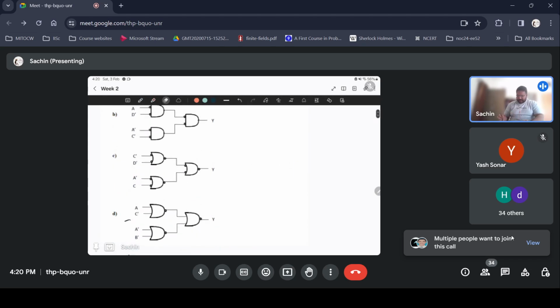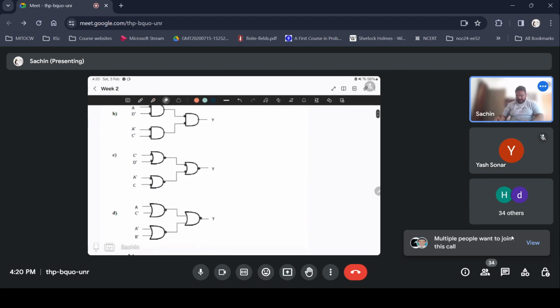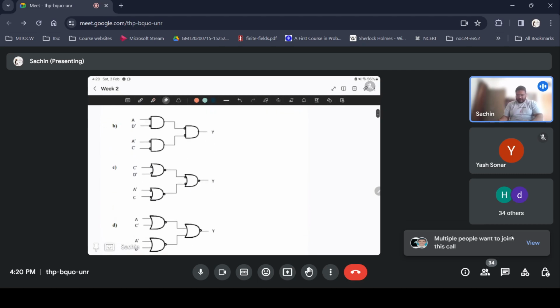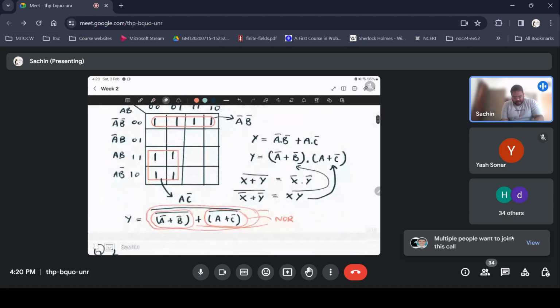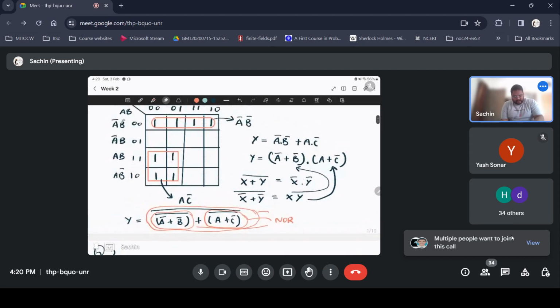So we'll have to do slight manipulation and check with option A and option D. If there are no options given and it's just a subjective type question, then you can use NAND gates also. And whatever is the circuit you get is fine.